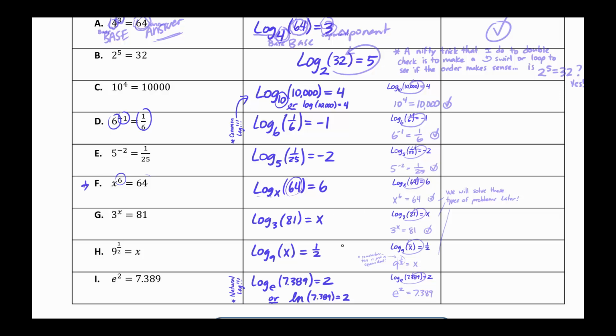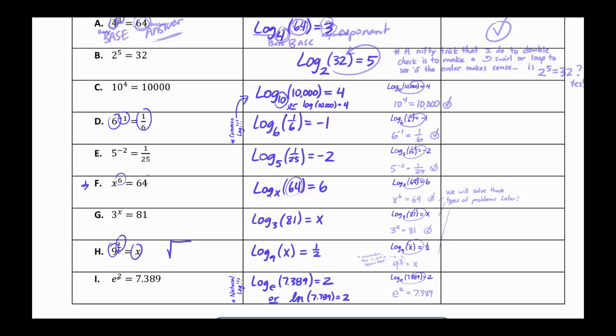The swirl method checks out here. 9 to the 1/2 power equals x. Well, that's just log base 9 of x equals 1/2. Now remember, 1/2 as an exponent is just a square root. Okay, so that kind of makes sense. You'd have the square root of 9 equals x. If you were to solve that, which we will eventually get to, x will be equal to 3.